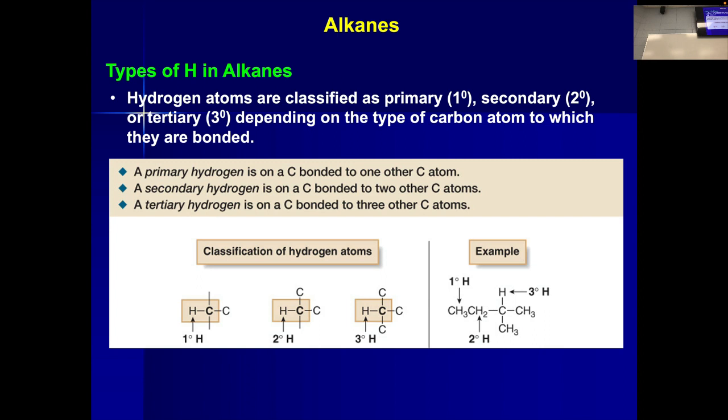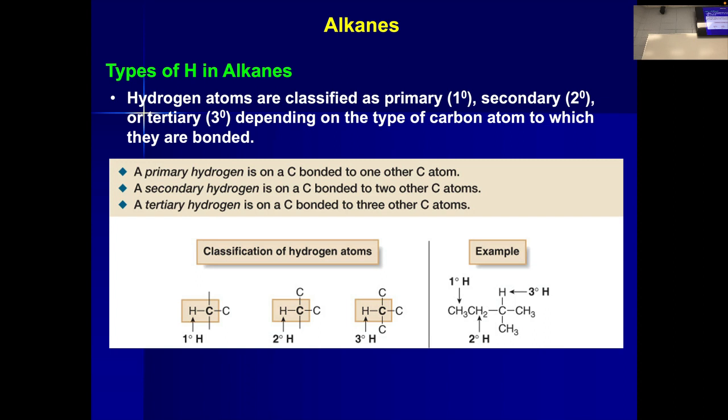Now we can talk about hydrogens. There are primary, secondary, and tertiary hydrogens. There are no quaternary hydrogens because you cannot have a hydrogen on a quaternary carbon. A primary hydrogen is a hydrogen atom attached to a primary carbon.